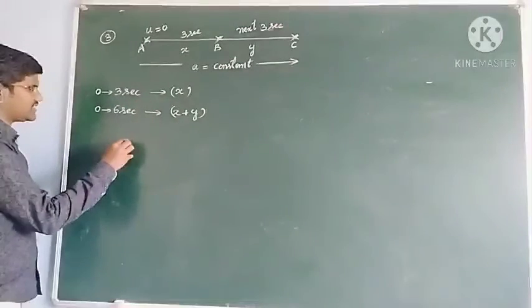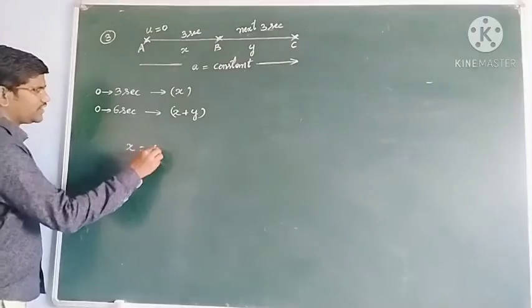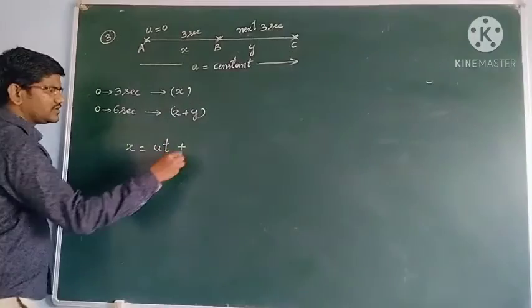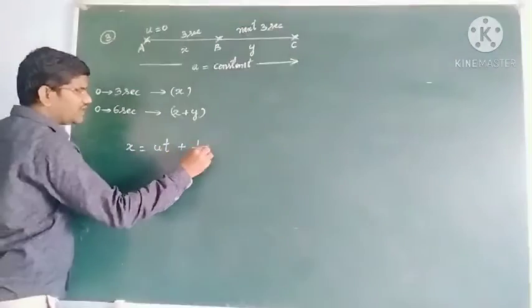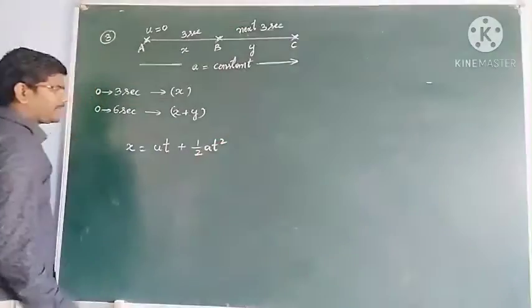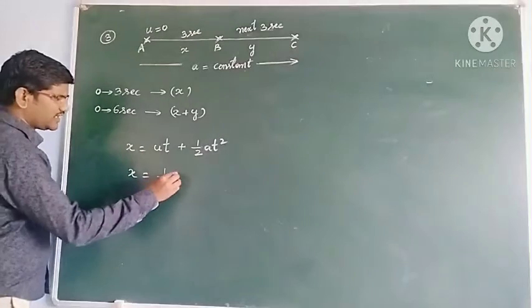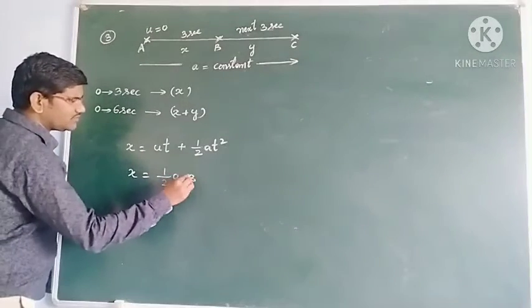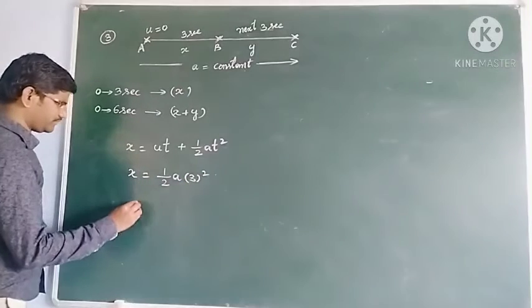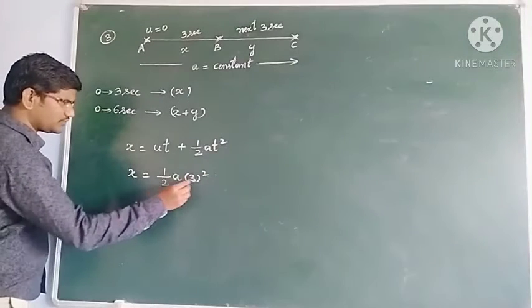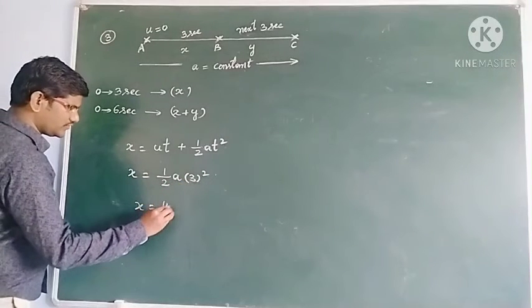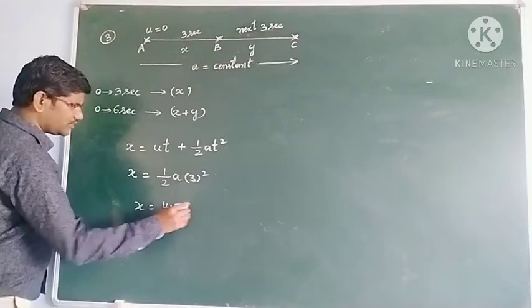Now x is equal to, what will you write? ut plus half a t square. Initial velocity is 0, so we get half a t square, which means 3 square. Then x is equal to 4.5 into a.